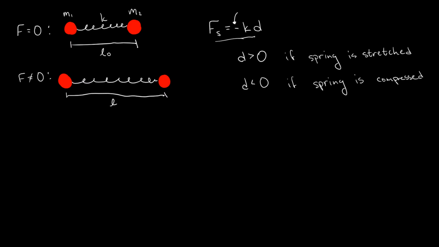So this D here is really telling me the distance the spring is stretched from its equilibrium position. So in this case, we could say that D is equal to L minus L0. Right, and this is consistent with this convention here, so that if L is greater than L0, then D is positive. If L is less than L0, then D is negative.